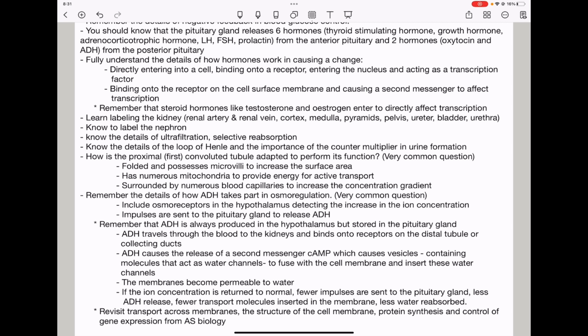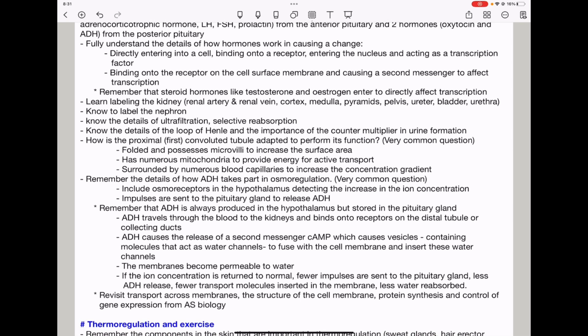Remember to include the osmoreceptors in the hypothalamus that detect the change in ion concentration. They send impulses to the pituitary gland that releases the ADH. And you need to remember that ADH is going to travel through the blood and go to the kidneys, where it's going to bind on receptors.